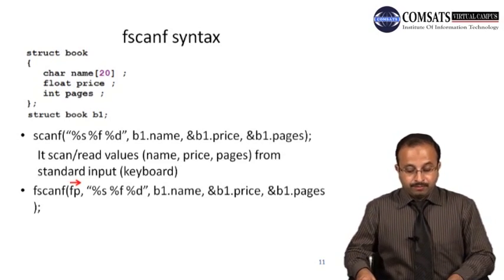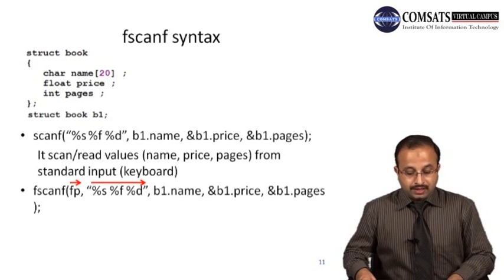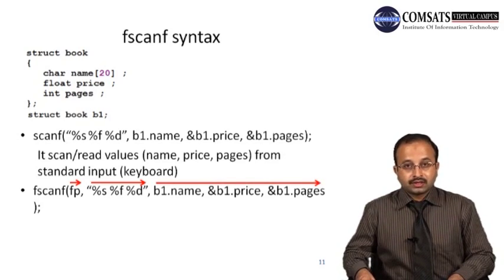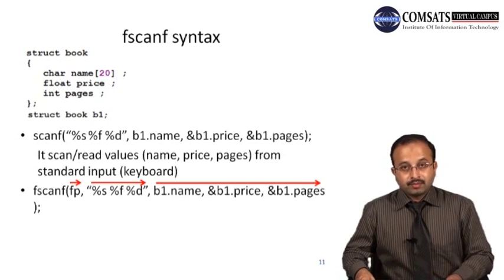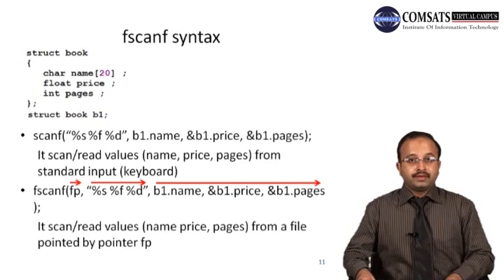So it reads from fp. This is the string it has to read. The first value is a string, the second is a float, and the third is an integer, and it stores these values over here. यहाँ पे store कर देगा, इन memory locations पे store कर देगा. So तीन values read की हैं, तीन अपनी memory locations बता दी हैं. ठीक है? It scans or reads values, name, price and pages, from a file pointed to by the pointer fp.